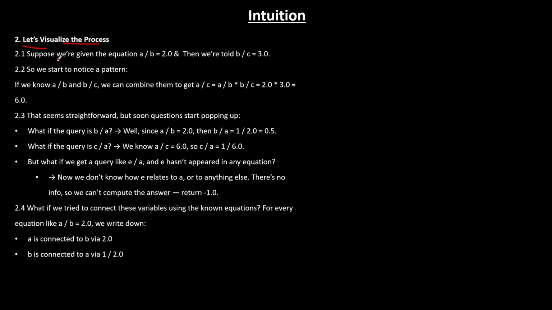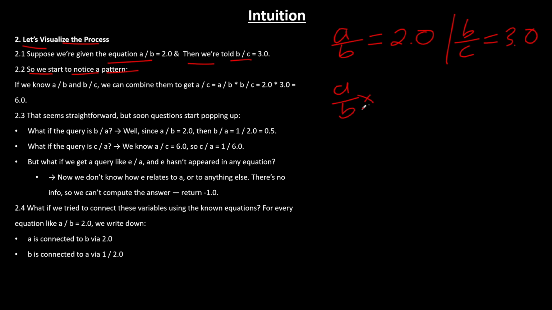Let's now visualize the process. Suppose you are given the equation a by b, which is 2.0, and then we're told b by c is 3.0, right? So we start to notice a pattern. If this is given, that means if we multiply a by b into b by c, basic mathematics, we get 6.0, right?